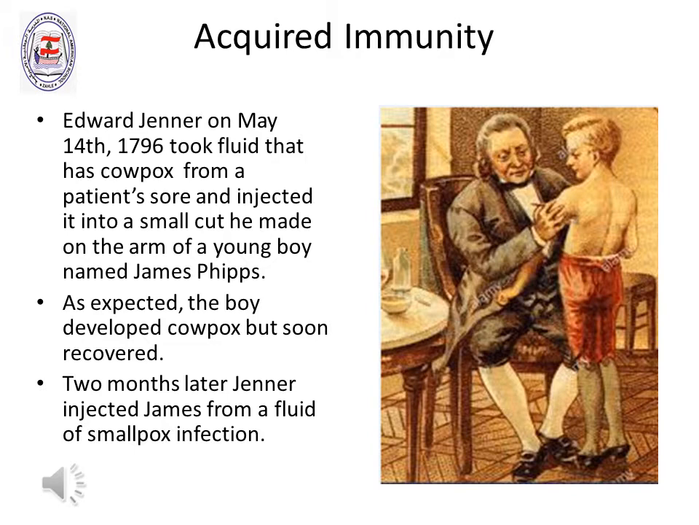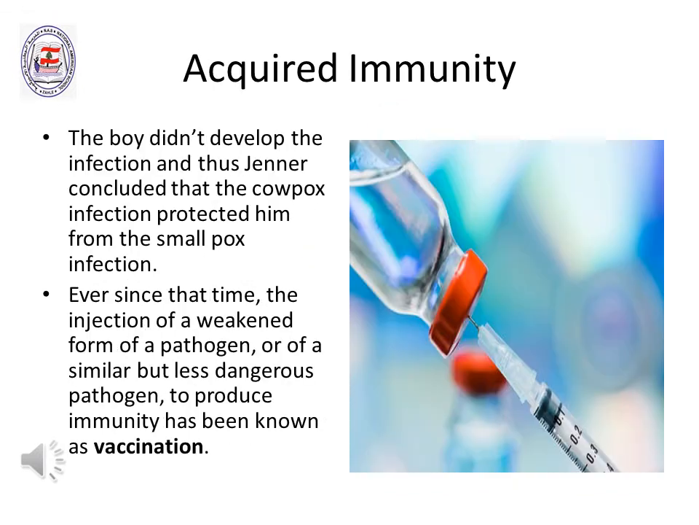Edward Jenner, on May 14, 1796, took fluid that had cowpox from a patient's sore and injected it into a small cut he made on the arm of a young boy named James Phipps. As expected, the boy developed cowpox, but he soon recovered. Two months later, Jenner injected James with fluid from a smallpox infection. The boy didn't develop the infection, and thus Jenner concluded that the cowpox infection protected him from the smallpox infection.